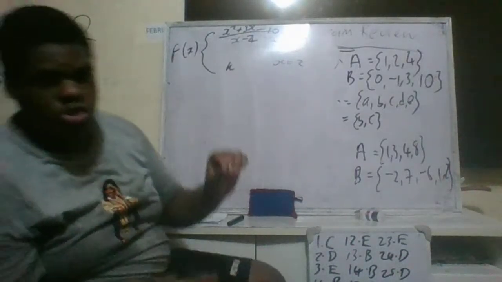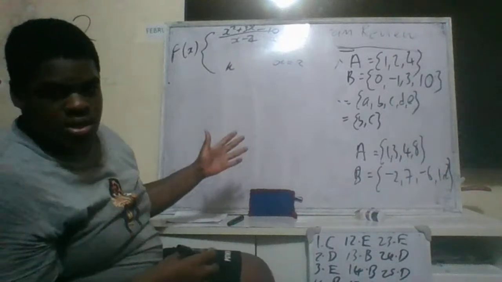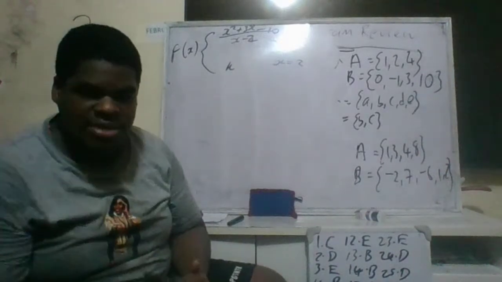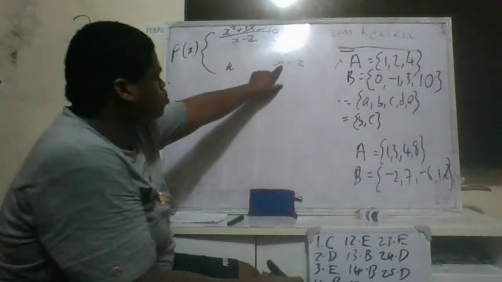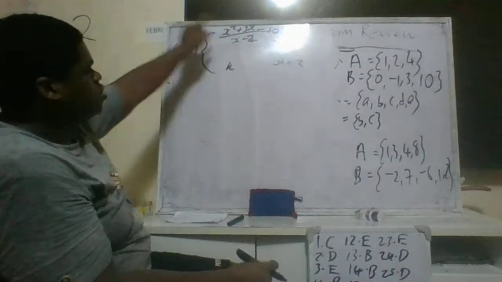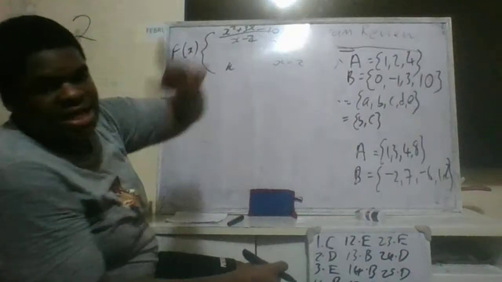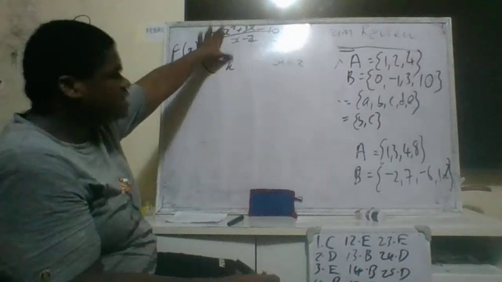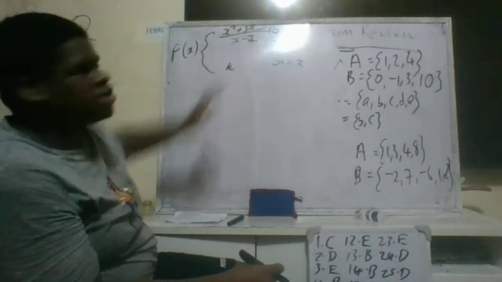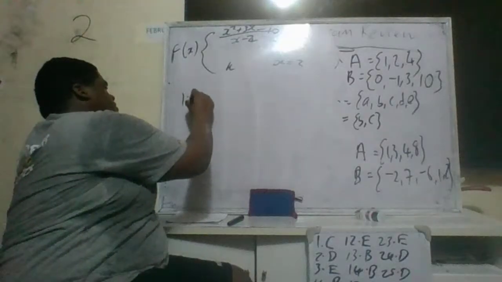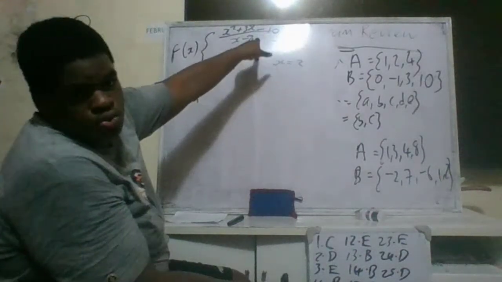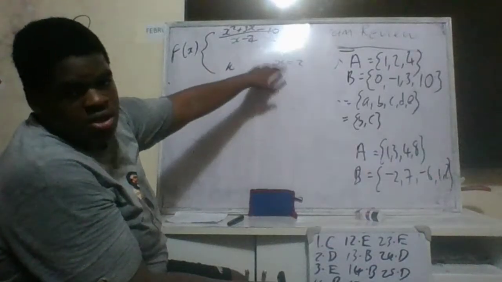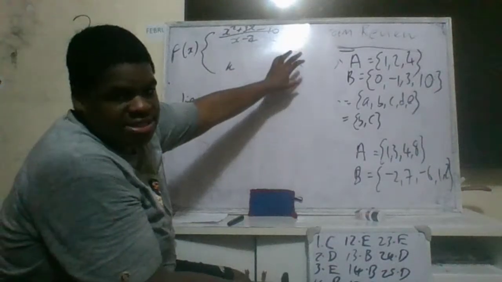So for something to be continuous, the left hand limit must be equal to its right hand limit. When x is equal to 2, the left hand limit would be this function. The right hand limit would be this same function. So basically, we're just finding the limit. Normally, the way you see this function is x greater than 2 and x less than 2. So we are finding the limit at the point where x is equal to 2.